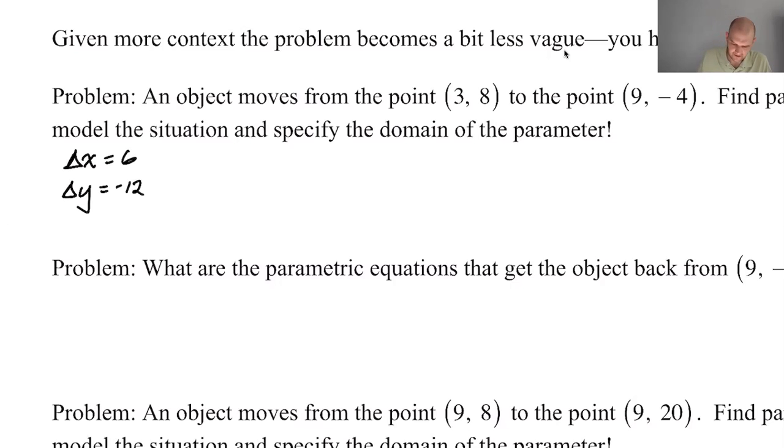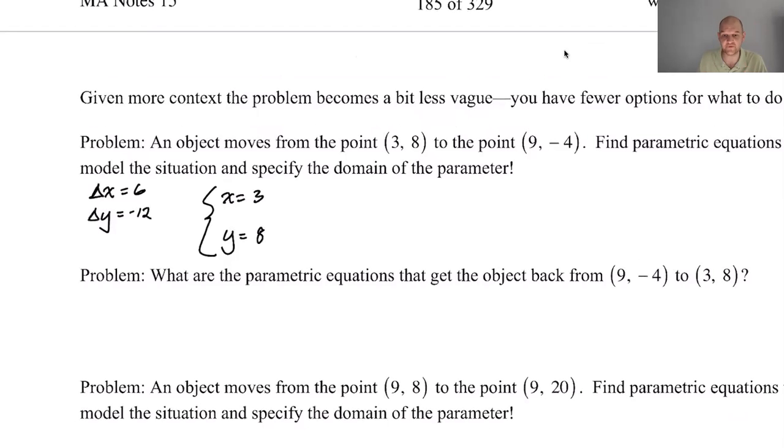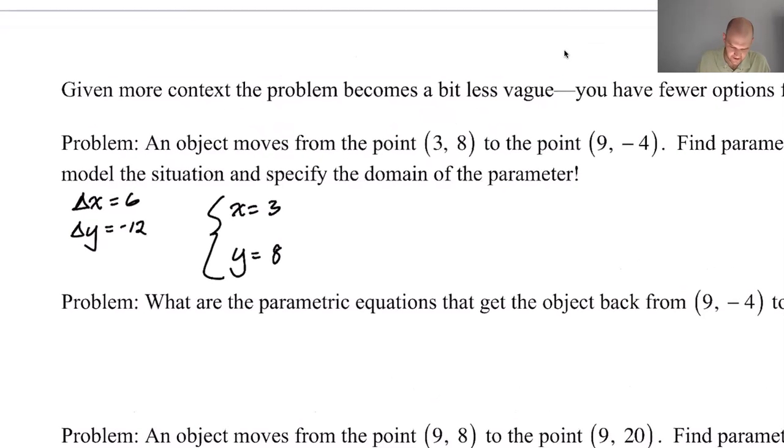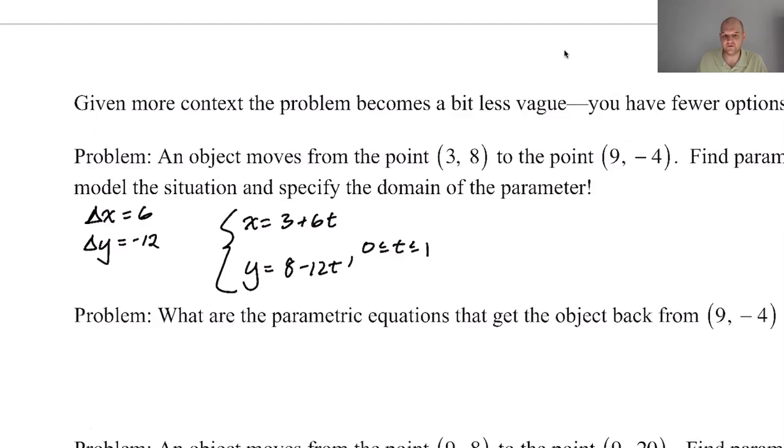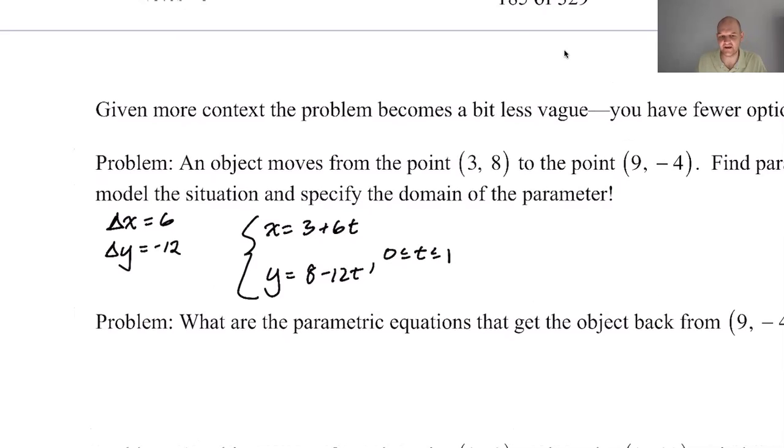Okay, so I'm going to write a set of parametric equations that can make this happen. I have to start at 3, 8. It's not an option to start anywhere else because it says we're moving from 3, 8. We have to end at 9, negative 4. Not an option to do anything else. So I'm just going to say plus 6t, minus 12t. And if I use delta x once, I get from 3 to 9. So t is between 0 and 1. That'll do it. That's all I need to make this happen.